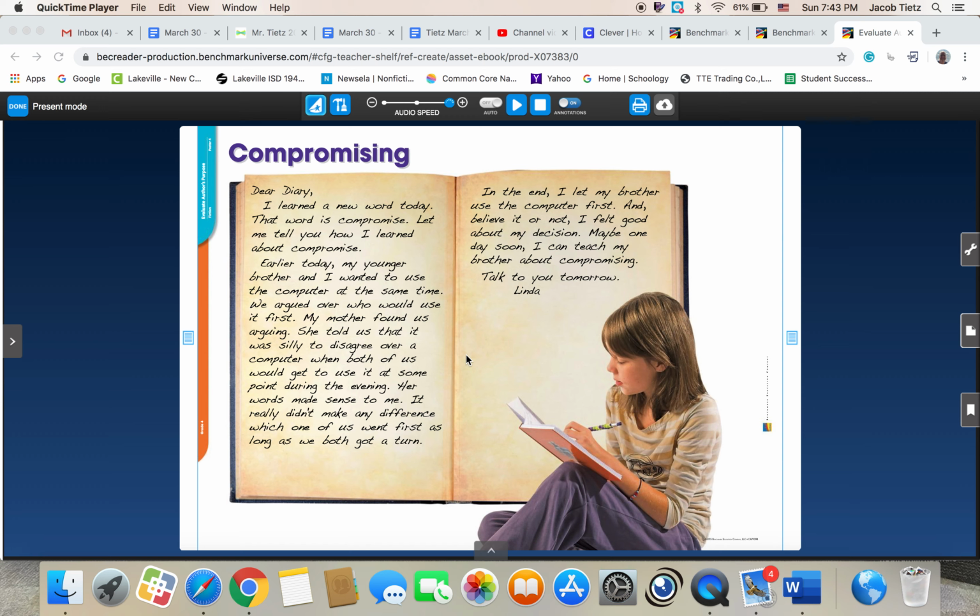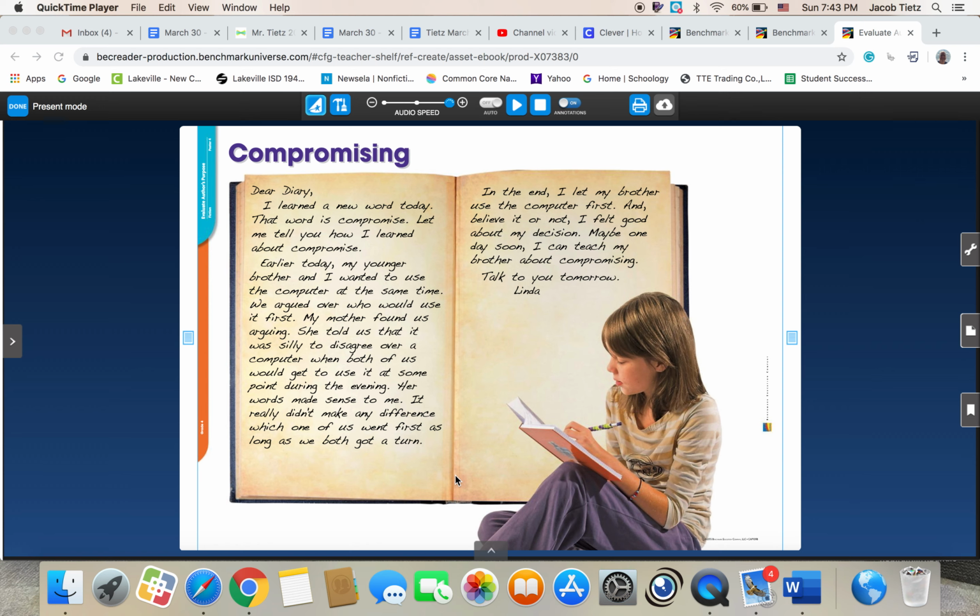This is the fourth poster dealing with author's purpose for this week. This is a passage called Compromising. Sometimes you need to answer questions about a passage you've read. Some questions require you to identify the author's purpose. Today I'm going to read this passage and go over some questions we would ask ourselves when we're identifying the author's purpose.